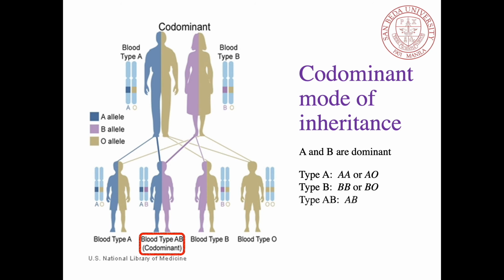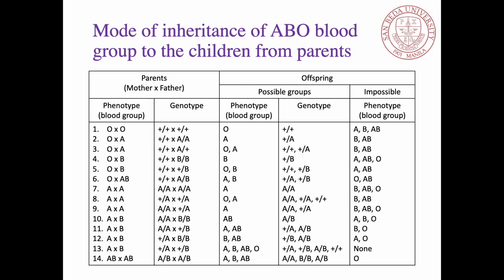However, neither A nor B shows dominance over the other, and therefore, individuals with the genotype AB have the phenotypic characteristics of both blood group A and blood group B. Now, which offspring gets which allele follows the basic Mendelian pattern, as is depicted in this figure. In this table, we have different ABO blood group phenotypes and genotypes of the father and mother, along with the corresponding possible and impossible blood groups of the resulting offspring.